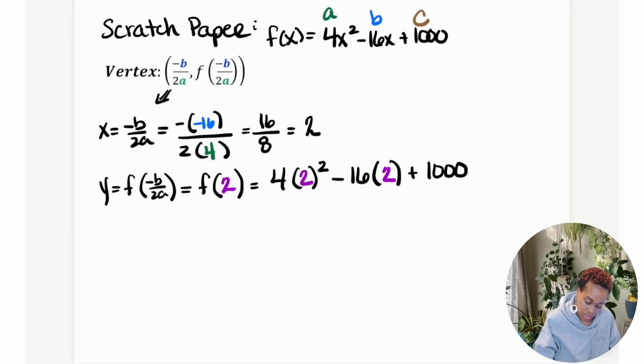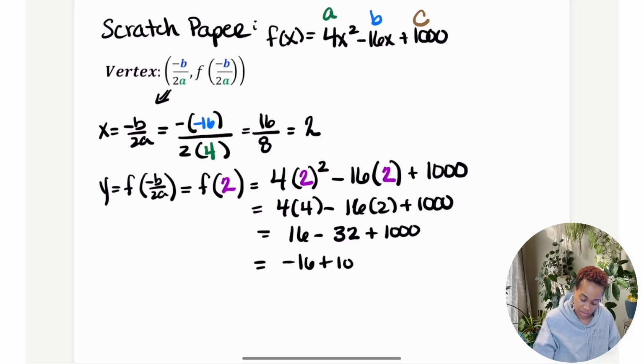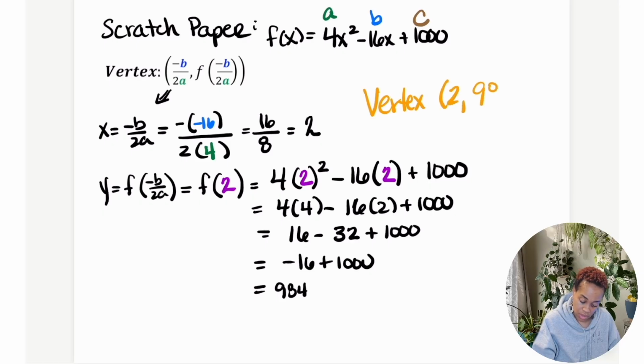And we're saying that 2 needs to be substituted into every x. Okay. So then this becomes 4 times 4, right? Minus 16 times 2 plus 1,000. Okay. And then this is going to be what? 16 minus 32 plus 1,000. And then 16 minus 32 should be a minus 16, right? Plus 1,000. And then a minus 16 plus 1,000, 984. Okay, so our vertex is the point 2, 984.